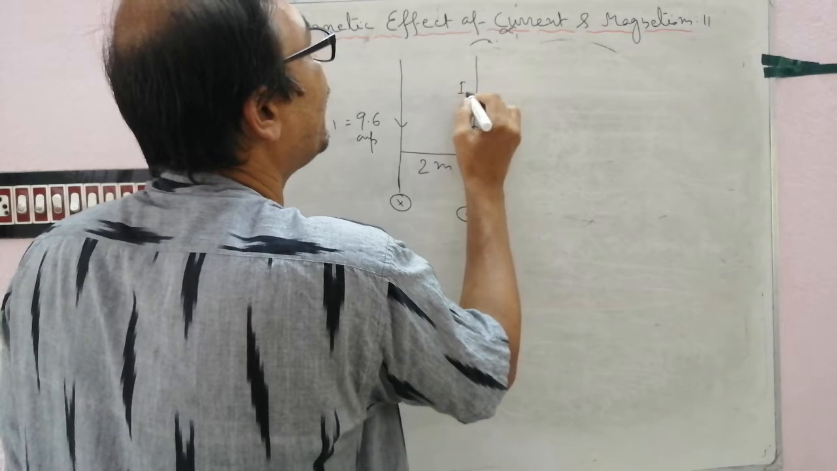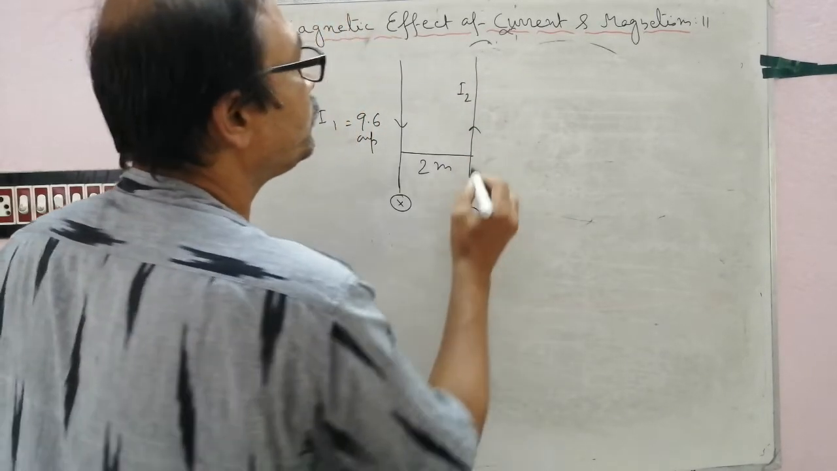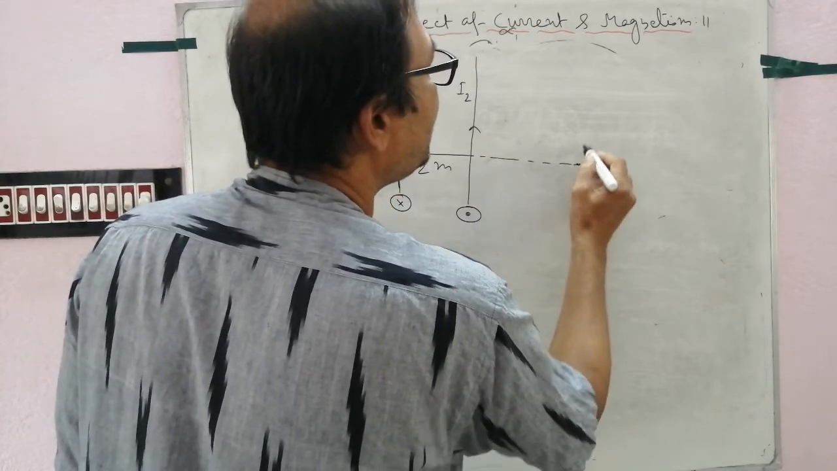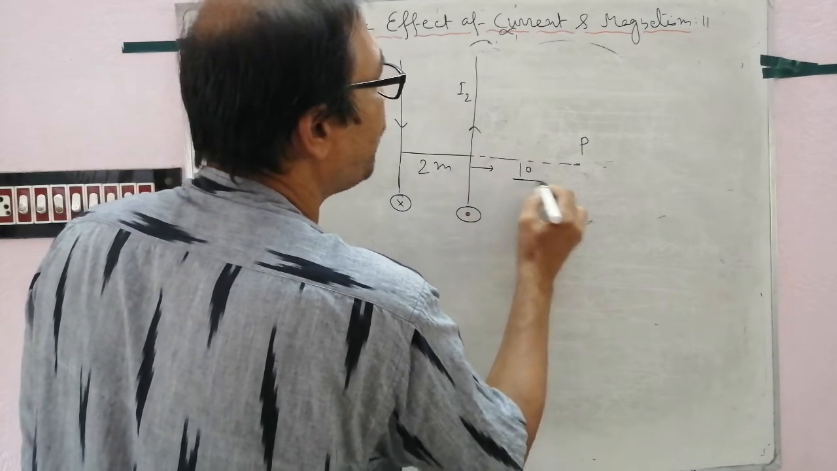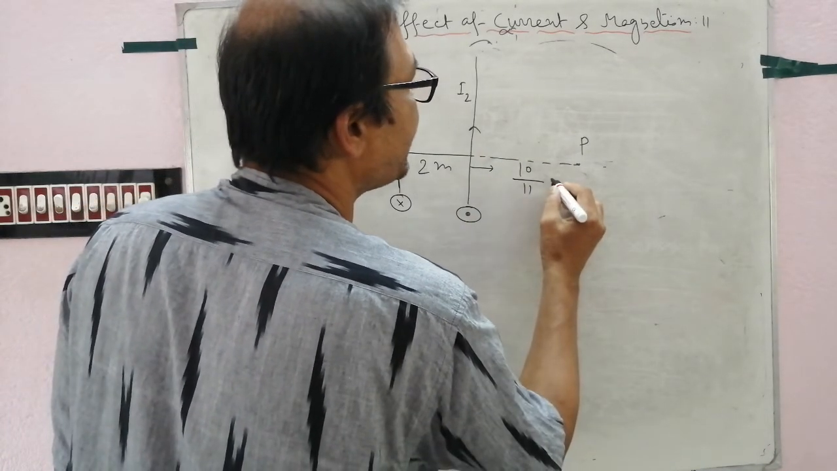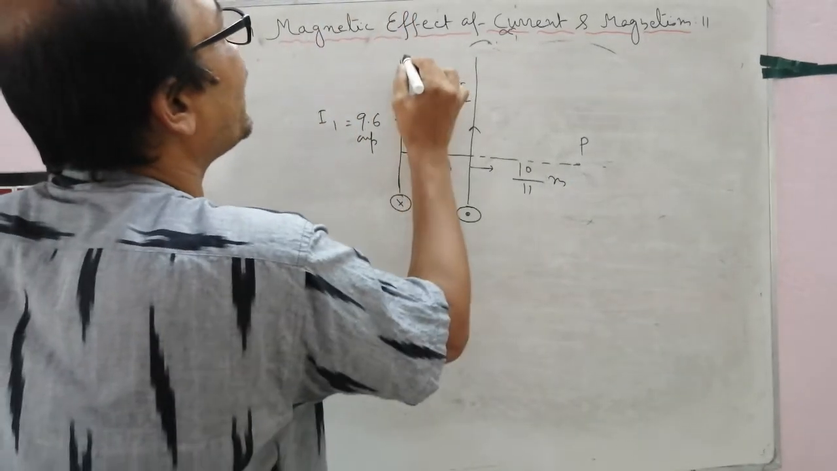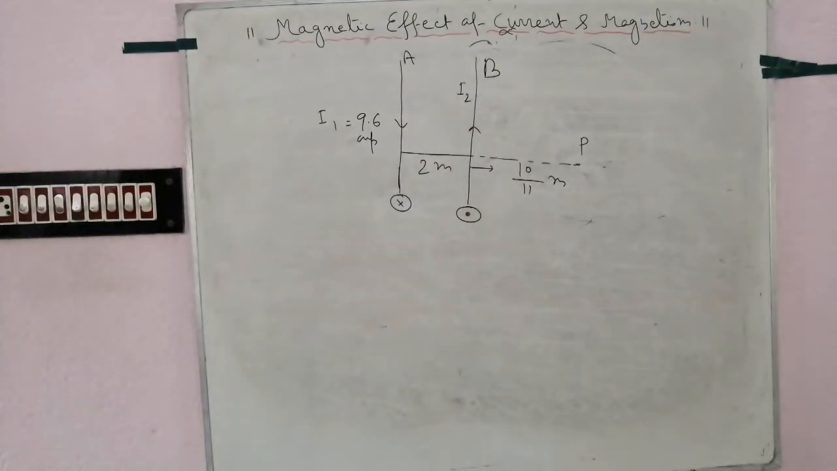This is current I2. Now this is a point P. The distance is 10 by 11 meter. Okay. This is wire A and this is wire B. Follow, two parallel wires.